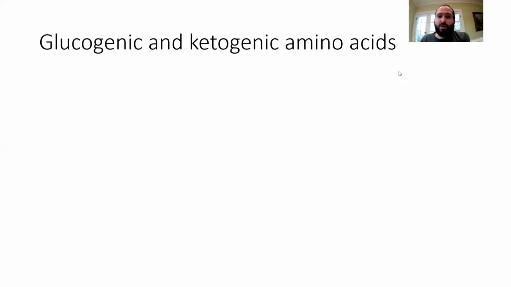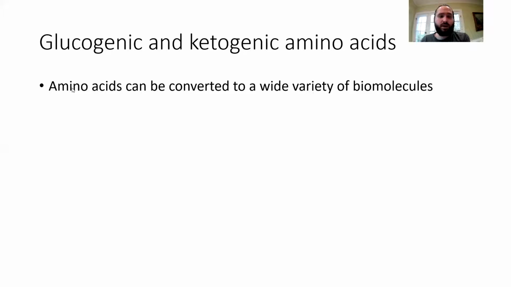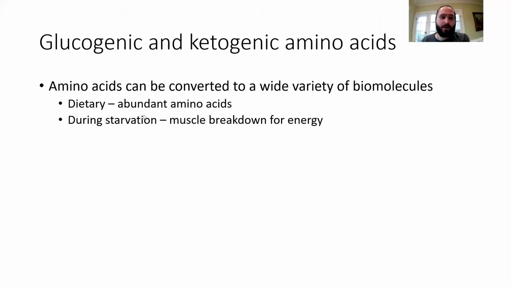All right, so that brings us to our third topic of the day, which is glucogenic and ketogenic amino acids. So amino acids can be converted to a wide variety of biomolecules. One of our sources of amino acids is dietary. We get abundant amino acids in the diet, especially since the American diet is very proteinaceous typically.